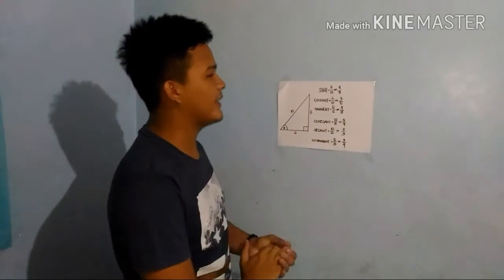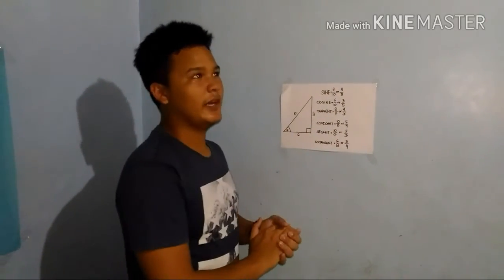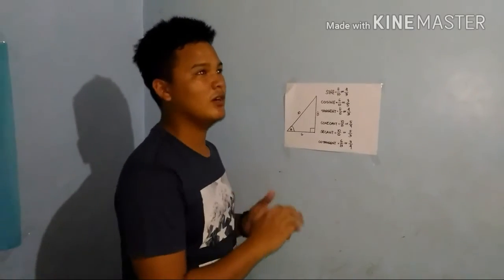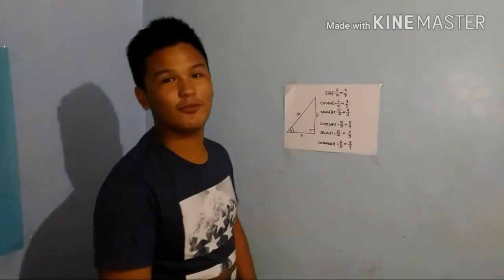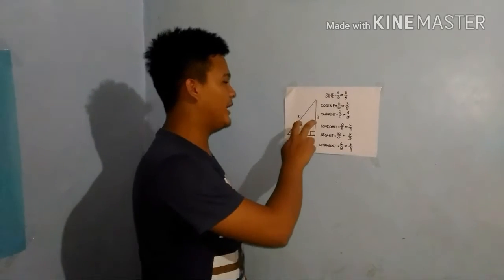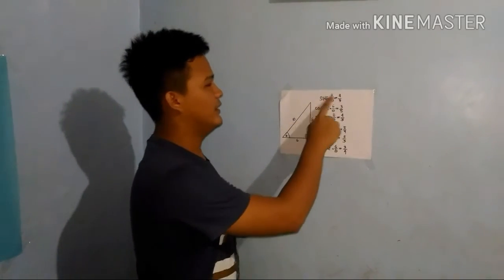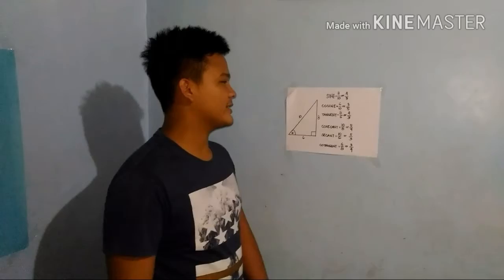Now let's look for sine. Sine, in the abbreviation SOHCAHTOA, SOH, sine is equal to opposite over the hypotenuse. So 8 over 10 or 4 over 5. Next is cosine.